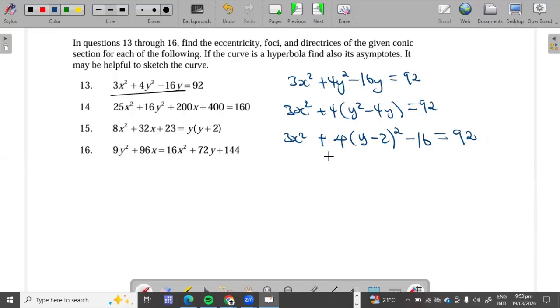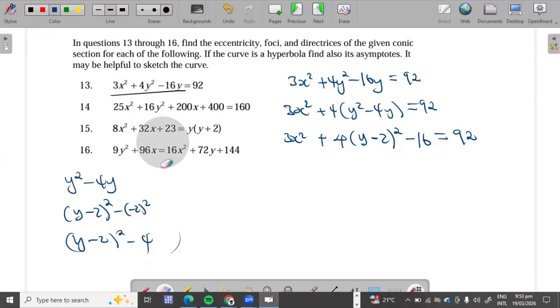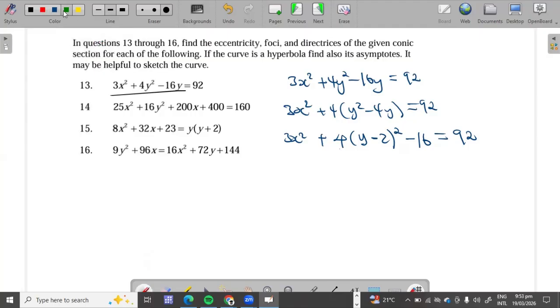Hope you followed through here. What just happened is that you're completing the square on the 4y. Completing the square gives y minus 2, then minus negative 2 squared, so you have y minus 2 squared minus 4. But there's a 4 outside, which when I distribute, the 4 times negative 4 gives you negative 16. Okay, so that's how we get to that point there.